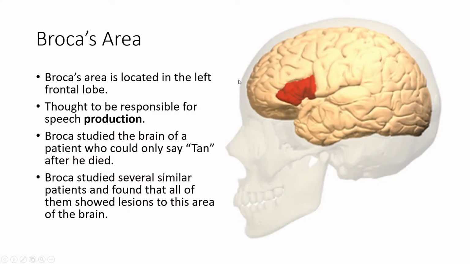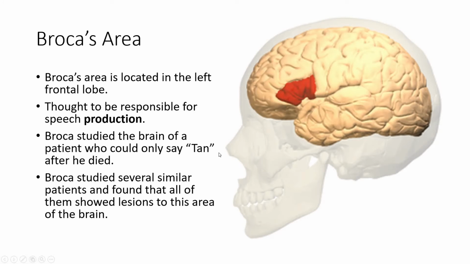Okay, so the last two areas of the brain that you need to know about are Broca's area and Wernicke's area. So starting with Broca's area. Broca's area is located in the left frontal lobe, and it's only found on the left frontal lobe, not in the right at all. This part of the brain is thought to be responsible for speech production, so the ability to actually produce speech.